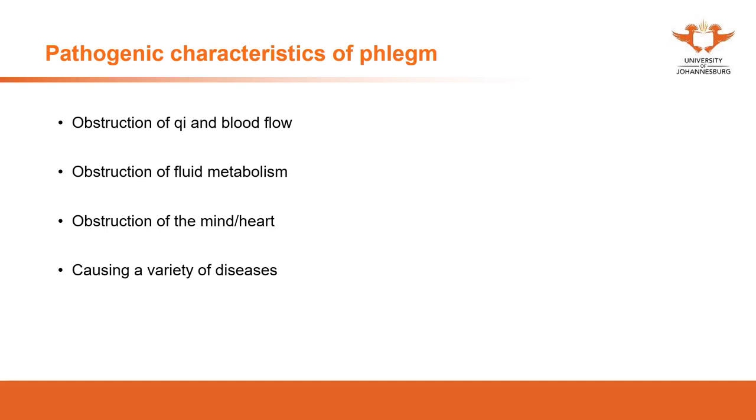And also the phlegm is a kind of dampness, which means the course of disease will also be longer than other pathogens. Phlegm is one of the most complicated pathogens in our theories and also in clinical practice. Also, one of the most difficult pathogens to heal.